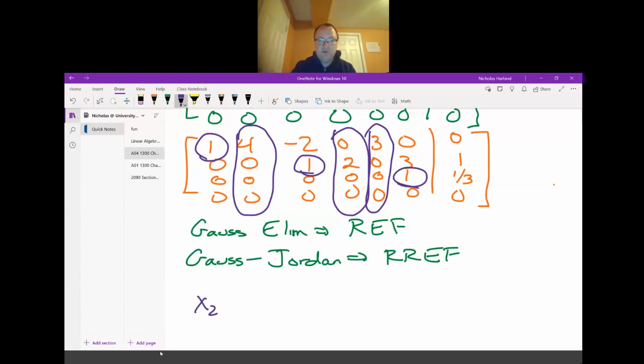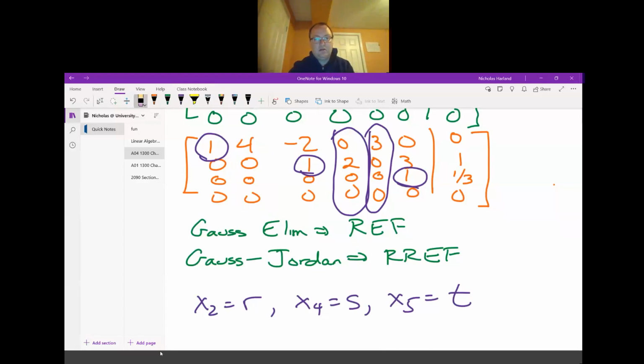So x2 is equal to, let's say, r. x4 is equal to s because it's the 4th column. x5 is equal to t because it's the 5th column. So we get a parameter for every column that didn't have a leading 1. And then for each row that did have a leading 1, we're going to get an equation that's going to solve for the other ones.